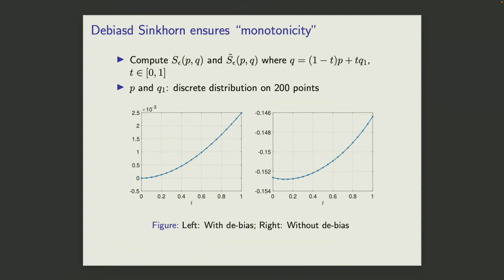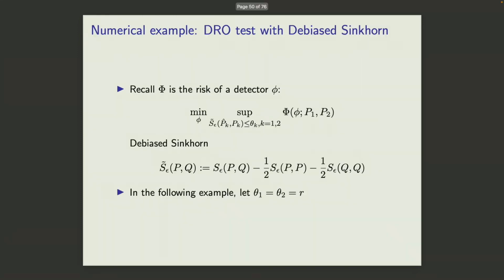And this is important because this experiment shows that if you don't do the debiasing, then the non-debiased Sinkhorn doesn't even have monotonicity. We say that the more departure you have, the larger you want the divergence to be, but if you don't do the debiasing, it's not monotone. And so it can be shown this is convex, and now we can again have the intuition we had before that you can exchange min and max.